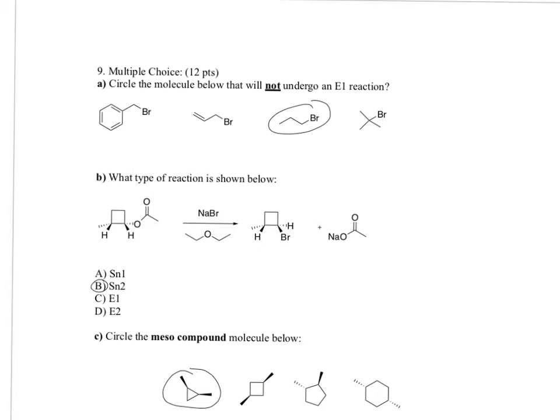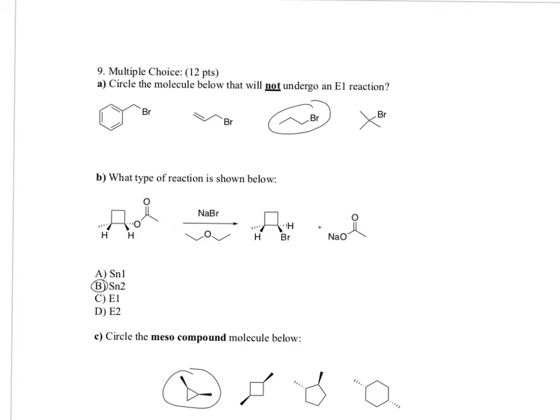unless it's primary allylic or primary benzylic. If you look at these, this is primary, but primary benzylic. This is primary, but primary allylic. So these will be stabilized carbocations because of pi bond resonance. This is just primary. It can't be stabilized by anything but hyperconjugation, and very little of it. This is tertiary, which can be stabilized by 9 hyperconjugation buddies, so that'd be a little more stable. The one that will not is this, because you'd have to make a primary carbocation.